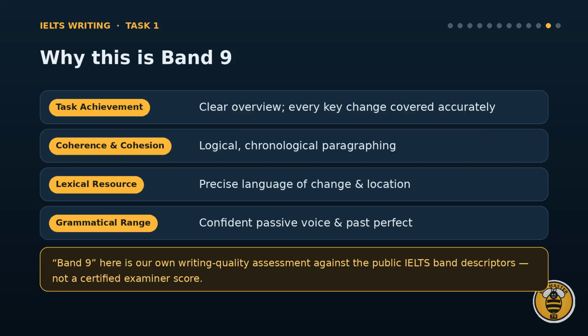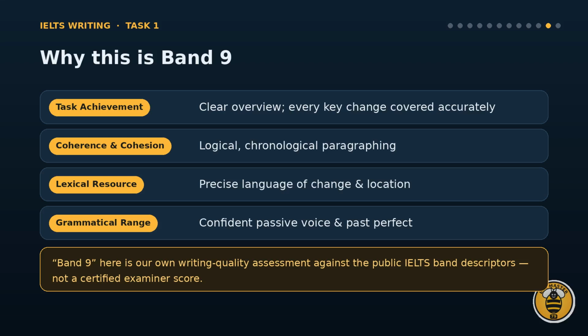Why does this reach Band 9? Task achievement, a clear overview, and every key change covered accurately. Coherence, a logical, chronological structure. Lexical resource, precise language of change and location. Grammar, confident use of the passive and the past perfect.